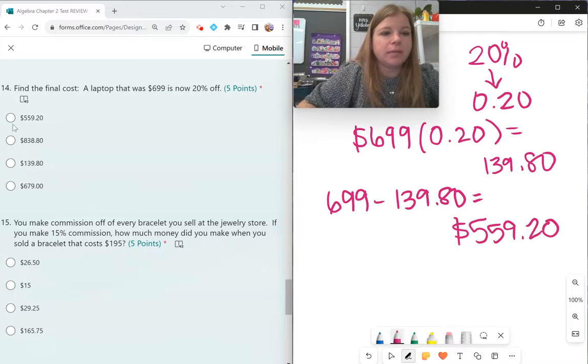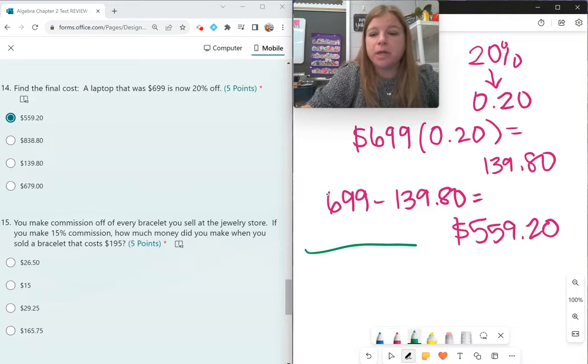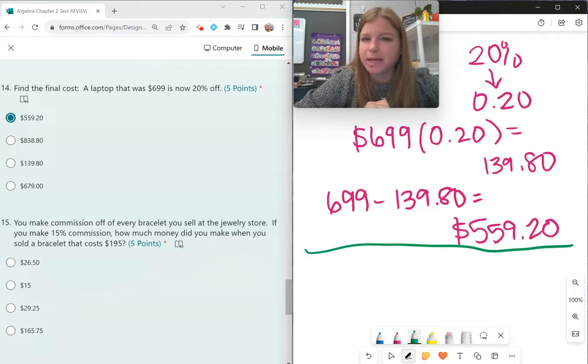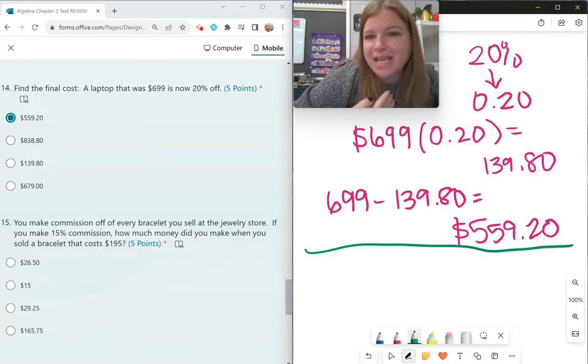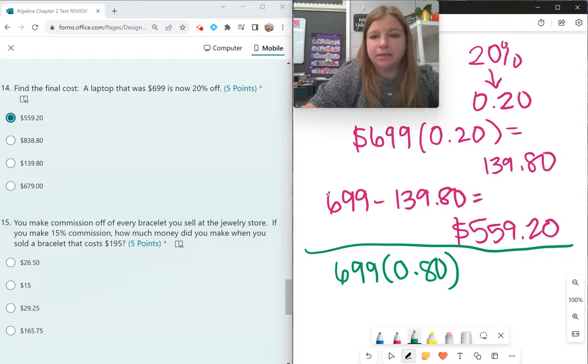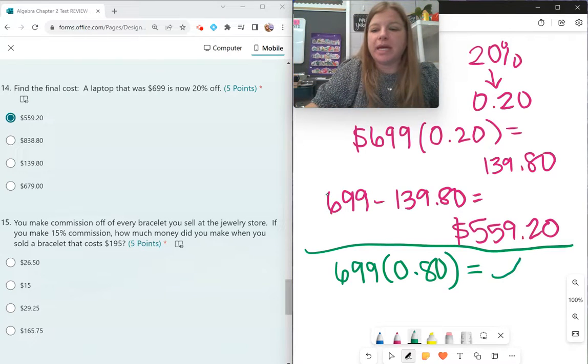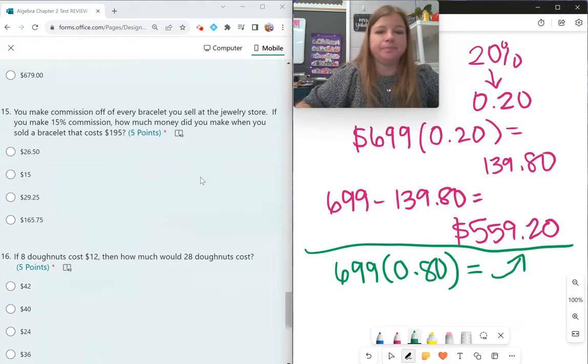$559.20. Now, that is the two-step method to do this problem. The one-step method would be, hey, if you're saving 20%, then that means 100% minus the 20%, you're really paying 80% of the original price. So the one-step method would be to do $699 times 0.80, because that's the percent that you're actually paying. And if I put that in my calculator, you're going to see that you get the exact same answer. So that's the quicker way to definitely do the problem, but you can always do the two-step method.